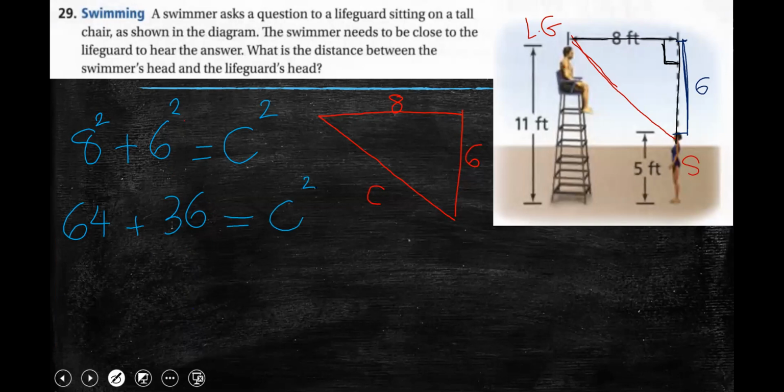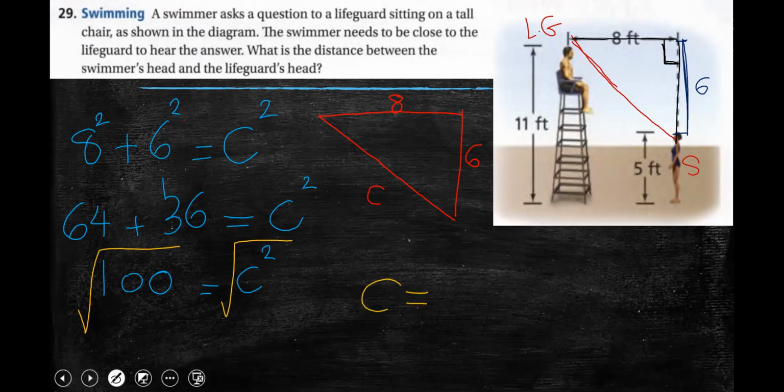4 plus 6 is 10. 6 plus 3, 9, plus 1, 100. So C squared is 100. So how can I find C now? Square root. Yes. So C will be 10 feet. So the length from the head of the swimmer to the head of the lifeguard will be 10 feet. Is it clear? Yes, teacher.